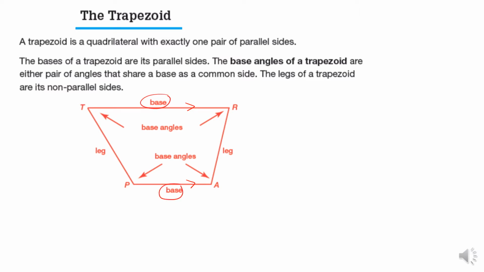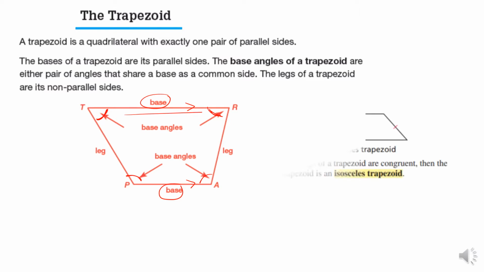The base angles are the angles that share the base. So these would be the base angles to each other. These would be the base angles, okay, to each other. And then the legs of the trapezoid are the non-parallel sides. It's important that you understand there's one special trapezoid called the isosceles trapezoid. If the legs are congruent, then the trapezoid is an isosceles trapezoid. And those have some special properties that we'll learn about later.